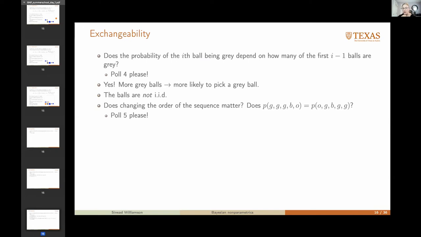So that then raises a slightly more subtle question. Does changing the order of my sequence matter? So am I equally likely to pick three gray balls, then one blue ball, and then one orange ball, as one orange ball, one gray ball, one blue ball, one gray ball, one gray ball? Or are those going to have different probabilities? So this is a little more of a subtle question. And you might want to think about sketching out what the probability of the different outcomes is going to look like mathematically.